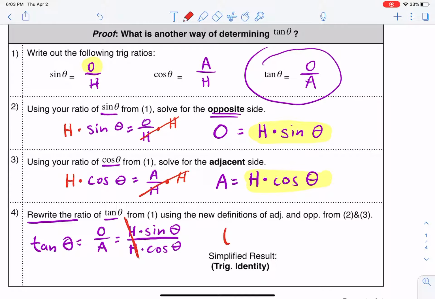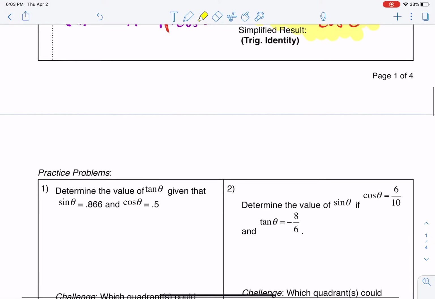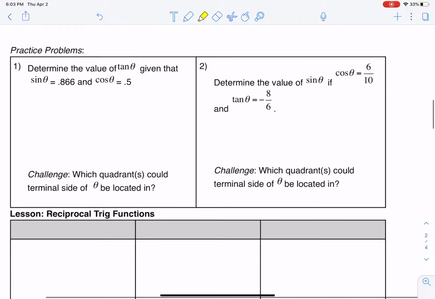So now we have what's called a new trig identity. And that is that tangent of theta is the same as whatever the sine value is of the angle over the cosine value of the angle. And this will be important for us in the problems that follow. All right, so let's take a look at what we have for these two practice problems.